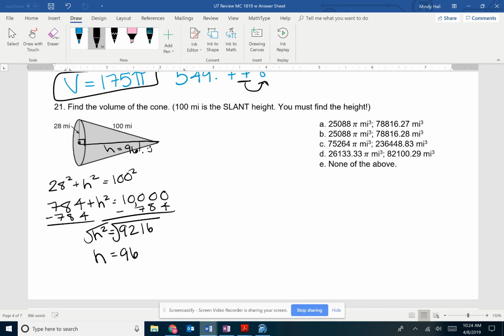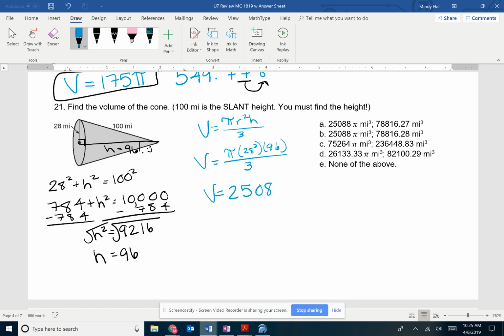So then, to find the volume, we have volume equals your base area times your height divided by 3. But again, I prefer pi r squared h divided by 3, because then I can just plug everything in at once. So that would be pi, my radius is 28 squared, my height is 96, and we are dividing by 3. So 28 squared times 96 gives me over 75,000. And when you divide by 3, it gives you 25,088. And that is pi.